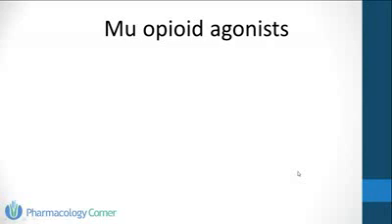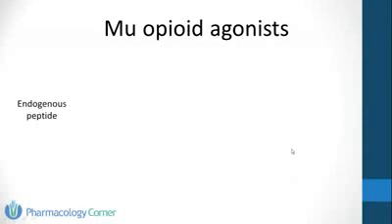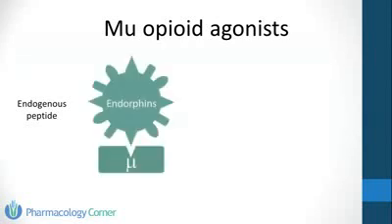Now we will start discussing the substances that act as agonists and antagonists of the different subtypes of opioid receptors. The first in our list are the ligands that activate the mu-opioid receptor. These are mu agonists. We have selected two examples here. The first are the endogenous peptides that have the highest affinity for mu receptors. These are the endorphins, mainly beta endorphin.